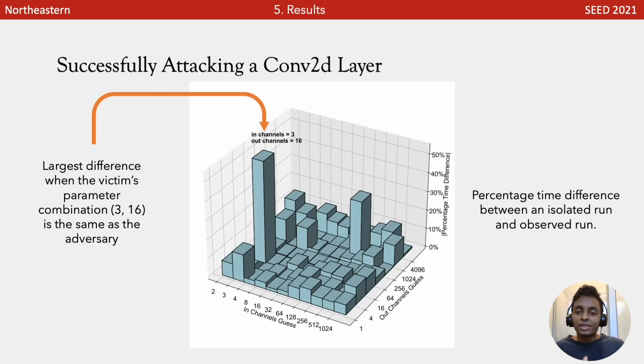So next we did the same attack on a convolution layer. If we take a convolution layer, there are multiple parameters that we have to guess, for example, the kernel size, the stride, the padding, and also we need to perform two simultaneous guesses. Hence we have a 3D graph. On the x and y axis, we can see the input channel guesses and the number of filters guesses, which is also known as the output channels. Again, we can use the same score as before, and this leads to the correct guess as 3 and 16, the same as the victim's secret parameters.